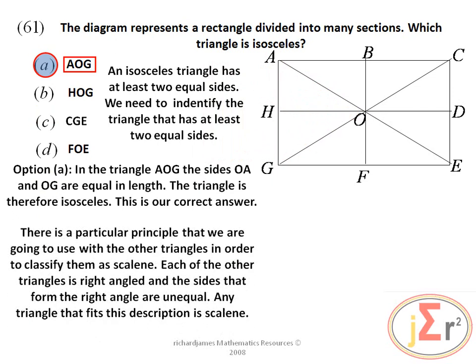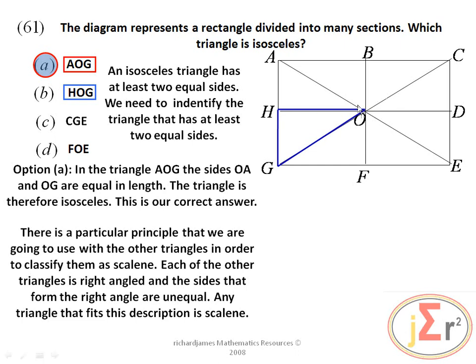There is a particular principle that we are going to use with the other triangles in order to classify them as scalene. If we can classify them as scalene, then we are sure that they are not isosceles. Each of the other triangles is right angled, and the sides that form the right angle are unequal. Any triangle that fits this description is scalene. There we have HOG. HOG is a right angled triangle.